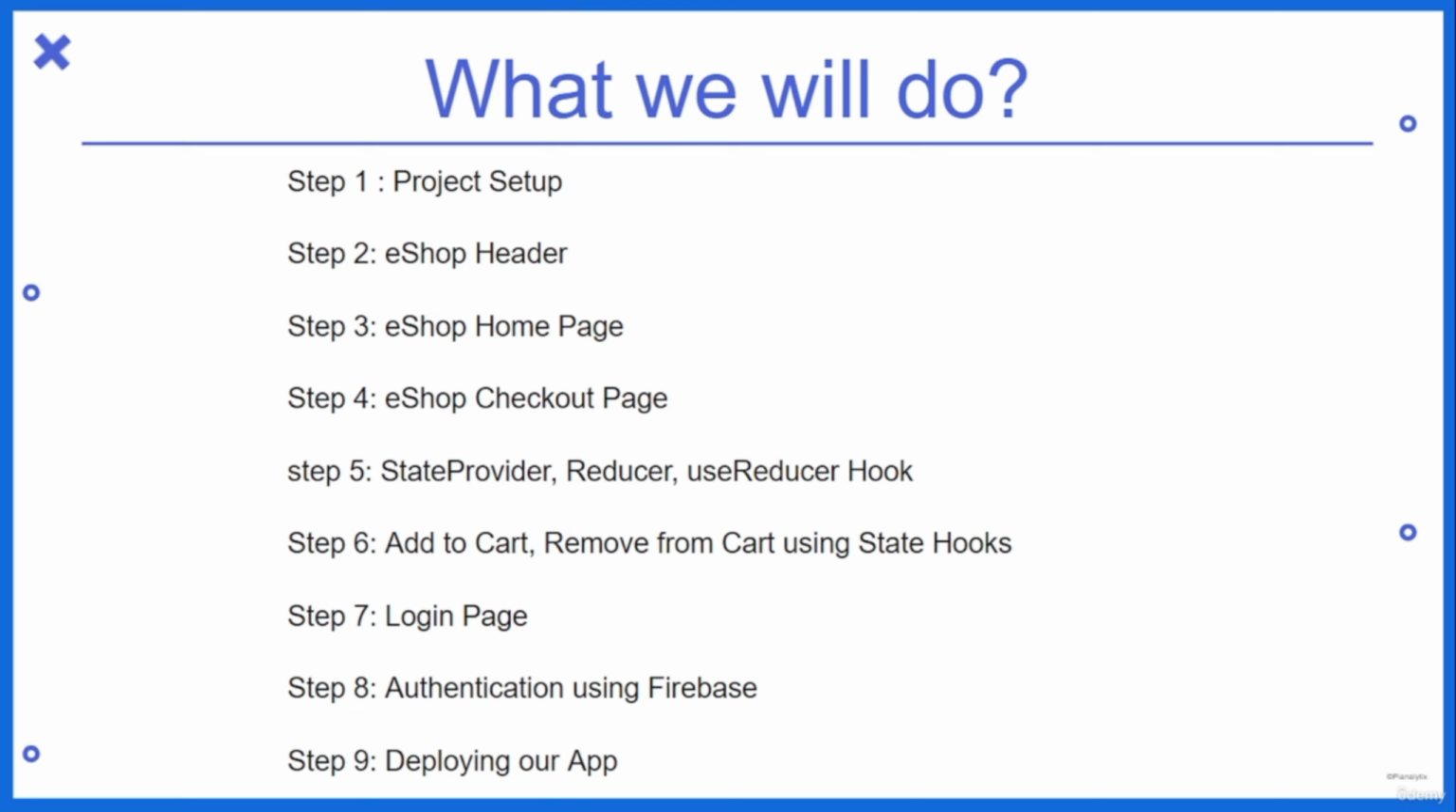So we'll be using React state hooks such as useReducer hook, useState, useEffect hook to implement functionalities such as add to cart, remove from cart, and a few others you will see in the project. We'll be discussing state provider and reducer concepts also. And in step 7, we'll build the login page where we can log in to the website using your username and password. And this authentication, we'll be doing using Firebase. And finally, step 9 will deploy our app using Firebase.